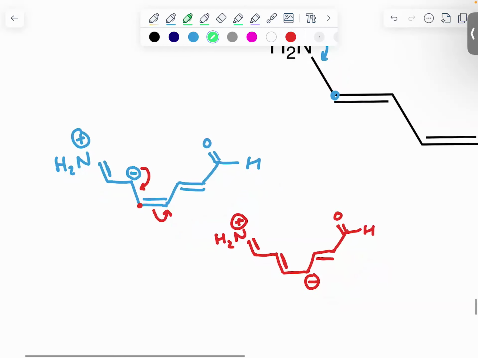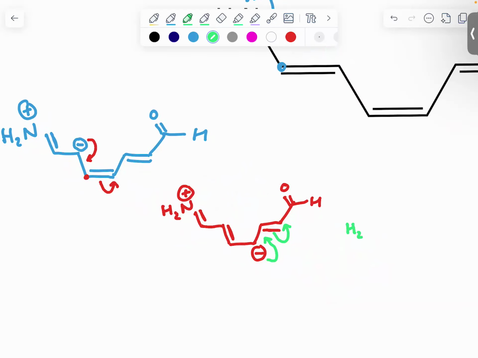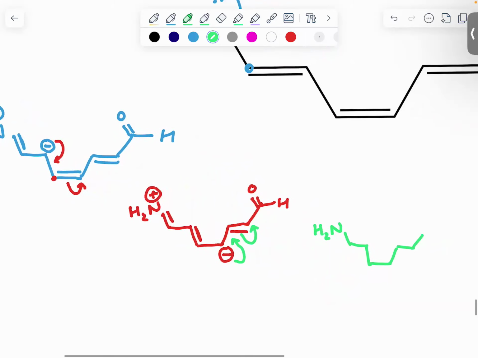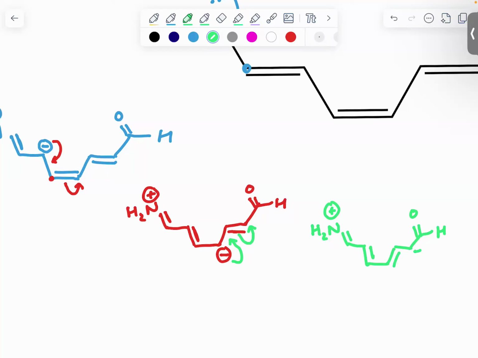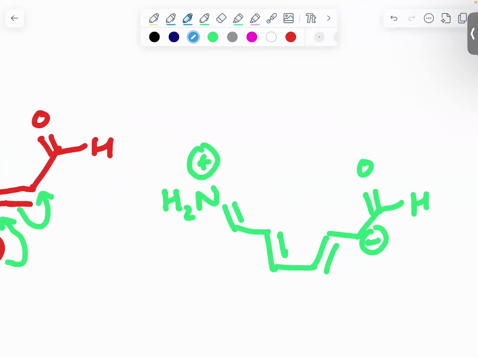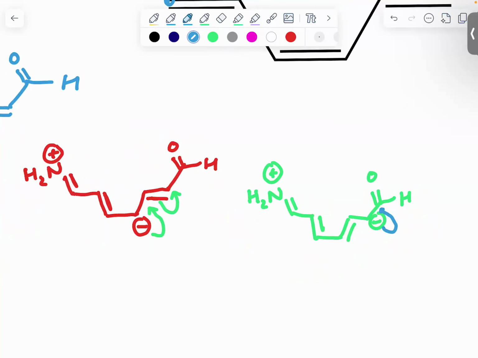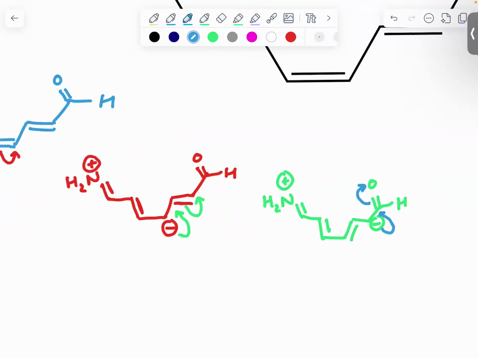We're going to do it again. We're going to take these electrons and make a new pi bond, which forces these electrons onto the next carbon. We're going to do it again. We're going to push these electrons onto this bond, which is going to push electrons onto our oxygen.